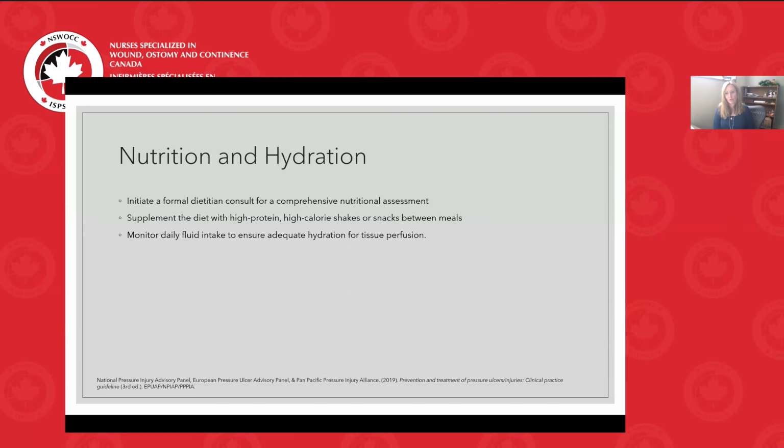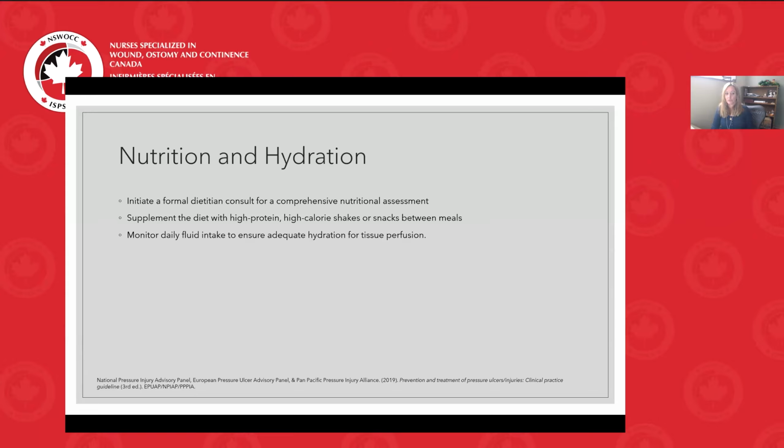We want to make sure that we are assessing, looking at, and addressing their nutrition and hydration. So if they are in the hospital, or even if they're at home, we can initiate a formal referral to a dietitian, and they can do a comprehensive nutritional assessment on the patient. We want to make sure that our patients that are at high risk, or if they have already developed a pressure injury, are receiving a high protein diet, or high calorie shakes and snacks between meals.